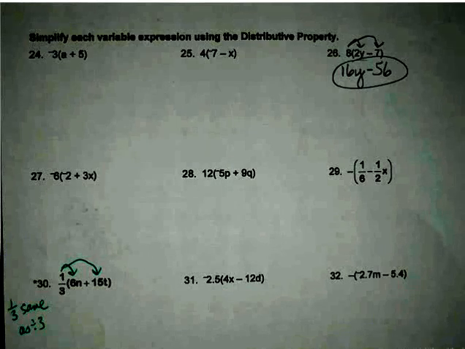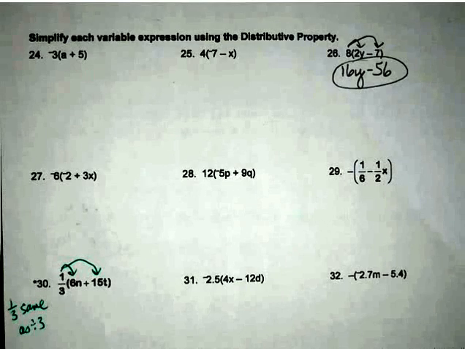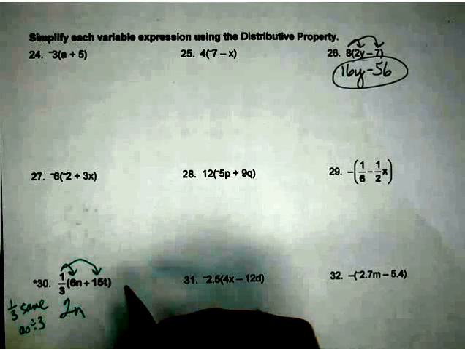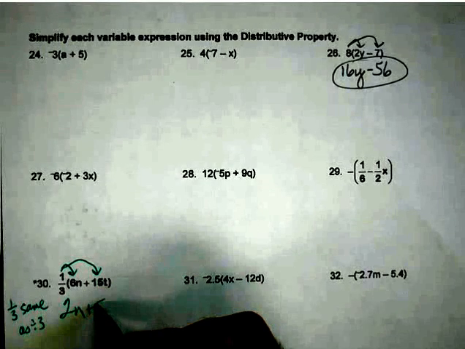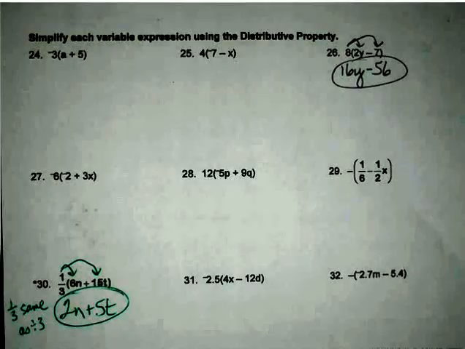So if I see something like this, I'm just going to distribute, and it's going to seem weird, but I'm almost going to divide instead. So 6 divided by 3 would be 2n. 15 divided by 3 would be 5t. And I'm done. Don't make this difficult, okay?